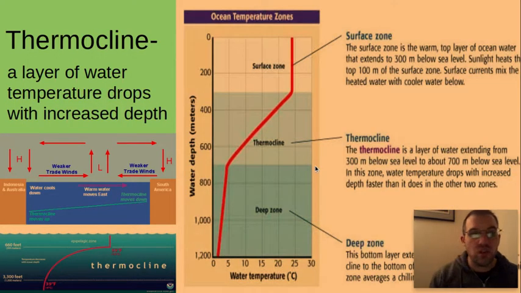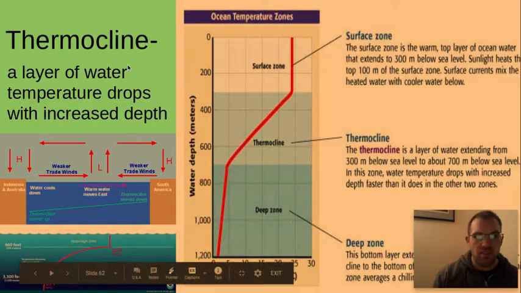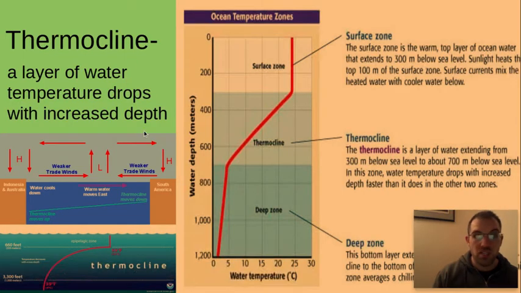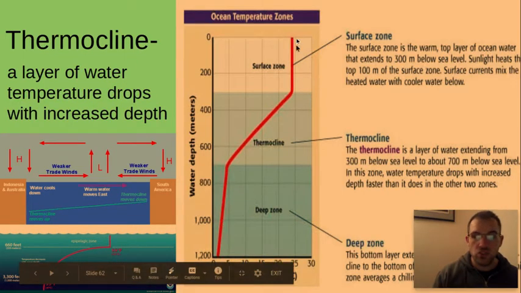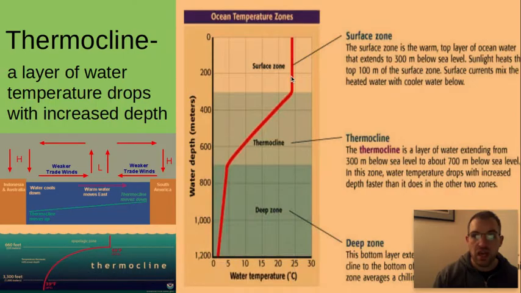We talked about the different layers of the water. So as you get further down into the water, the temperature drops, and it drops off very quickly. So here's the surface zone, right? It's the warmest top layer of the ocean that's up here. And then right around this time, it's called the thermocline. Think thermo means heat. There's a drastic decrease in heat.